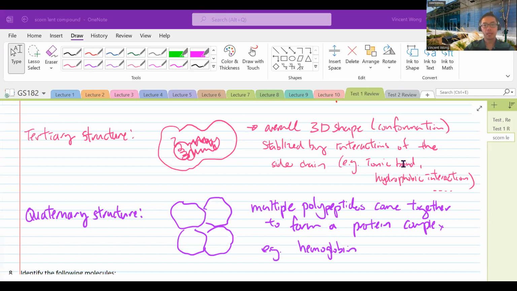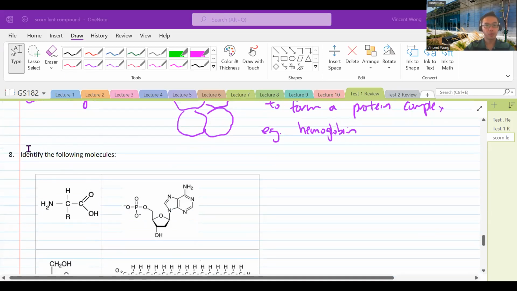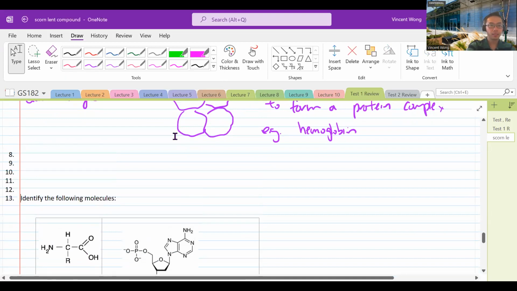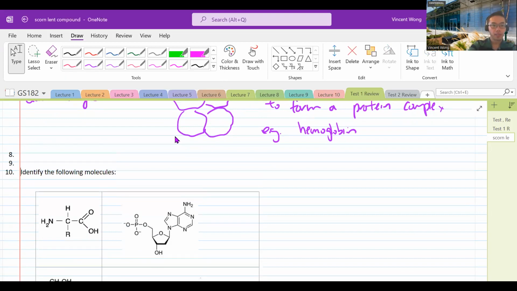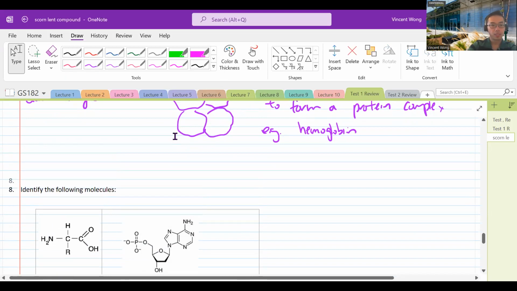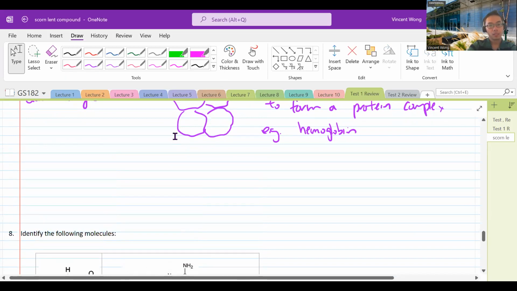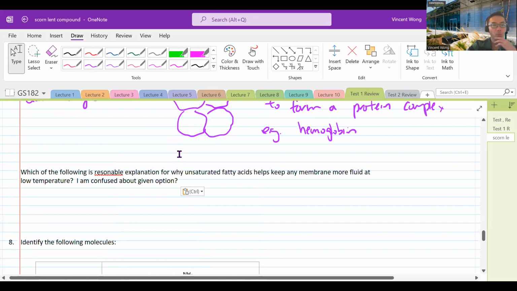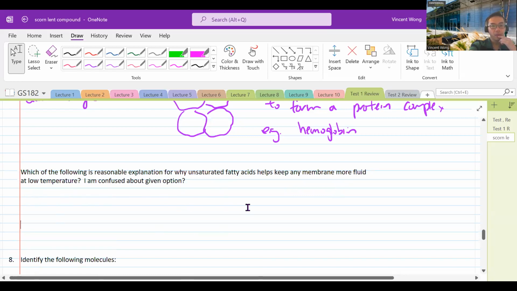Okay, I received this question in a message. Let me just post it here. Which of the following is a reasonable explanation for why unsaturated fatty acid helps keep a membrane more fluid at lower temperature? Oh, okay. Well, I don't see any options here, but I can tell you why unsaturated fats help make membrane more fluid.